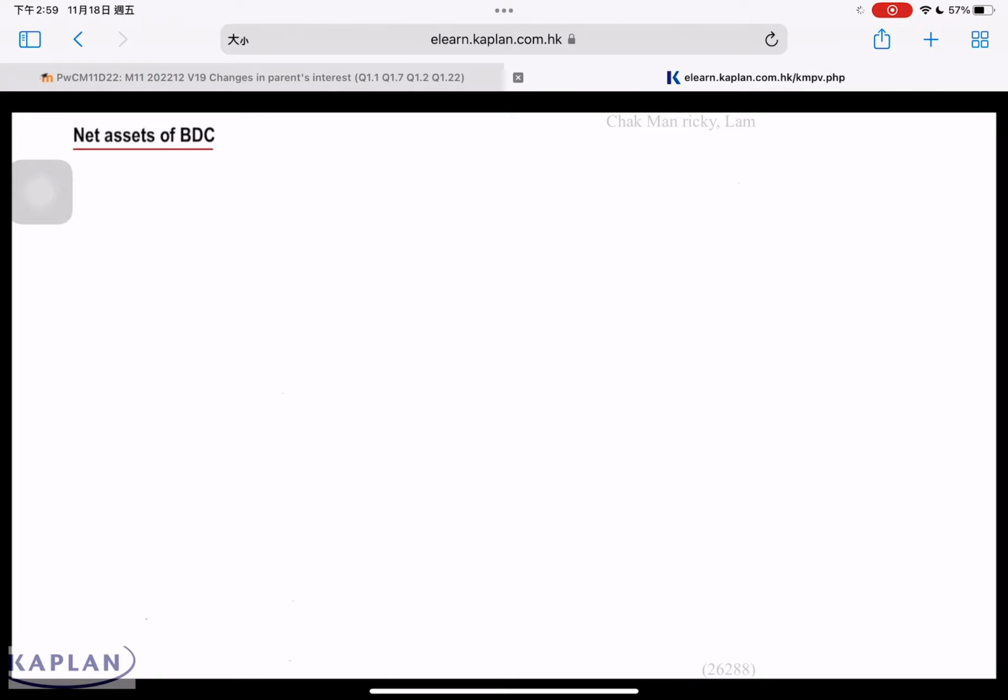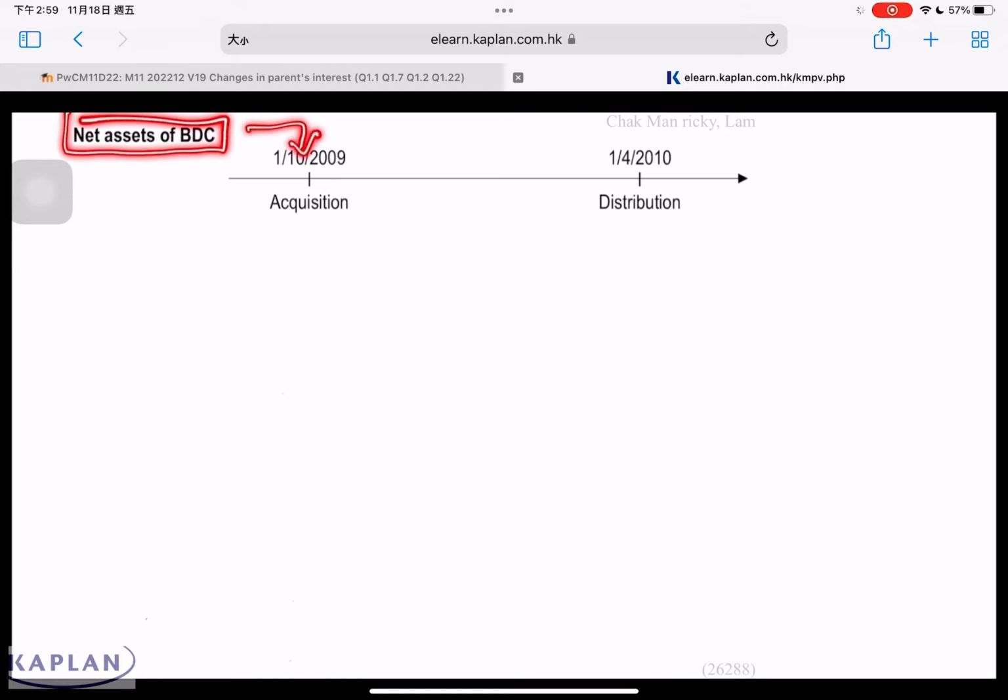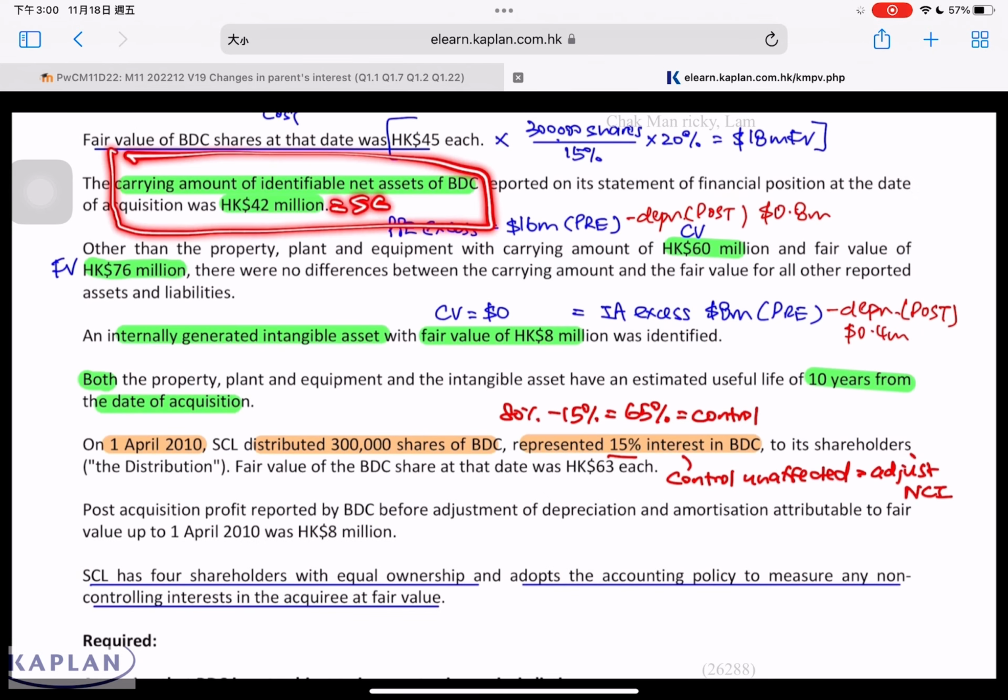We have to look at BDC net assets at the date of the distribution, which is 1st April 2010. This is the date of distribution which we need to do some discussions on. We have to work back to the acquisition date, which is on 1st October 2009. We need to know the net assets at this date. Normally what we do is we take the share capital, retained earnings, and reserves equal to the pre-acquisition. But in this case, the question mentioned it is equal to $42 million. So this 42 is equal to share capital plus reserves.